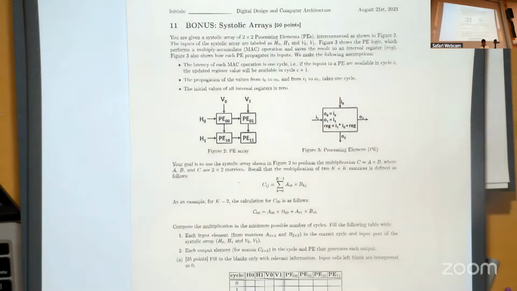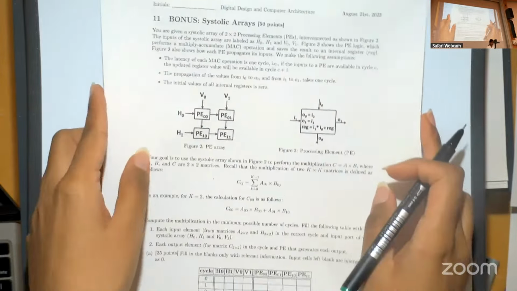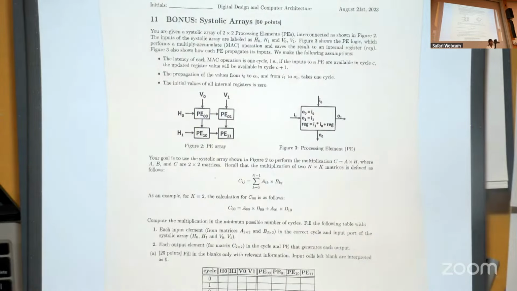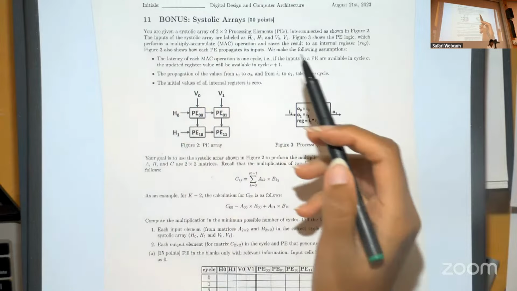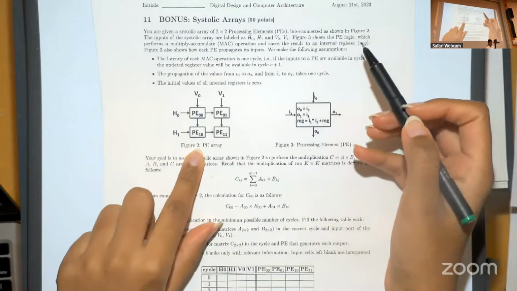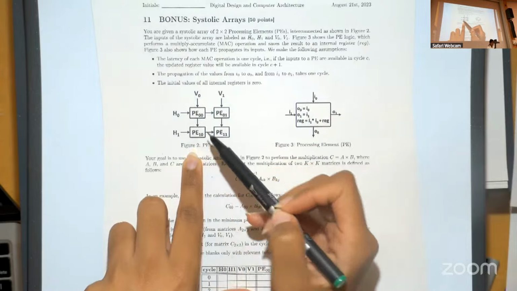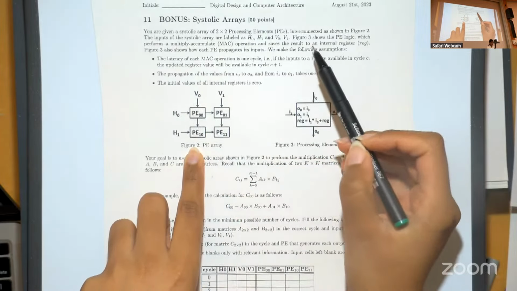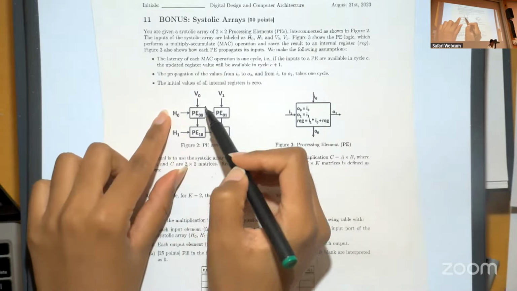So let's move to the third question. This is systolic arrays. Okay, so you are given a systolic array of 2 by 2 processing elements, PEs, interconnected as shown in figure 2 here. The inputs of the systolic array are labeled as H0, H1, V0, and V1. And figure 3 shows the PE logic. So this figure 3 shows the logic of each of these PEs.